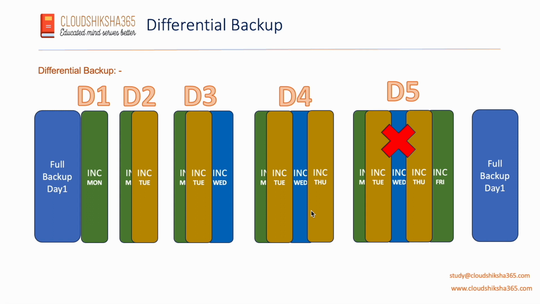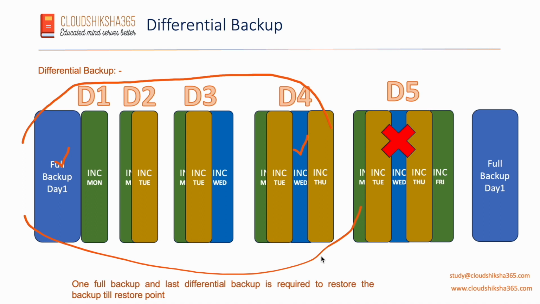Let's say something went wrong on day 5 and you have to restore everything until day 4. So what do you need? Do you need the full backup with day 1, 2, 3, 4 like incremental backups? No. Here we just need two backup copies: one is your full backup copy and one is your day 4 backup copy, because it has everything that was changed after the full backup till day 4. So one full backup and the last differential backup are required to restore to your restore point. This is differential backup.